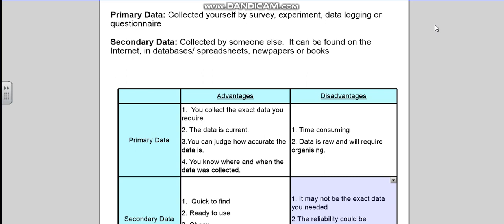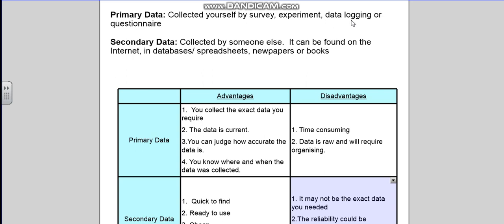Okay, so now we're just going to focus a little bit on primary and secondary data, and we're going to look at advantages and disadvantages. So primary data, we've already said, is collected by yourself. Okay, so you could do that by a survey, by going out and counting the cars past your school, or looking at the speeds of cars, or going to count how many people use a leisure centre. Okay, experiments, so you might be doing experiments in science, or you might do experiments in maths where you roll a dice, or you throw a coin and you look at the results.